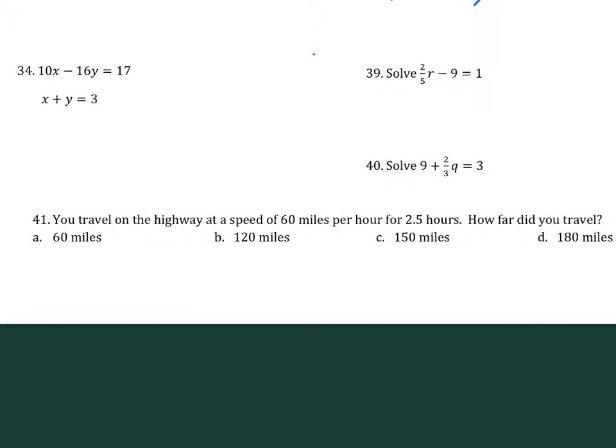Number 41 says you travel on a highway at a speed of 60 miles per hour for 2.5 hours. How far did you travel? That's a distance. Remember the formula of distance equals rate times time. How far? So you got 4 choices here: 60 miles, 120, 150, or 180 miles. Well, let's move on to the next page.